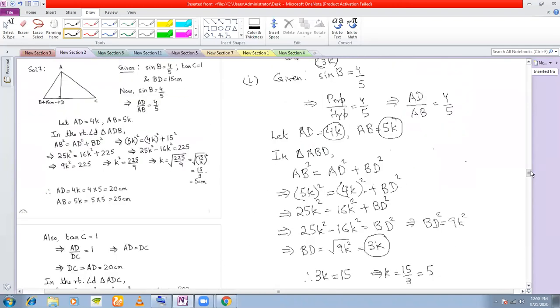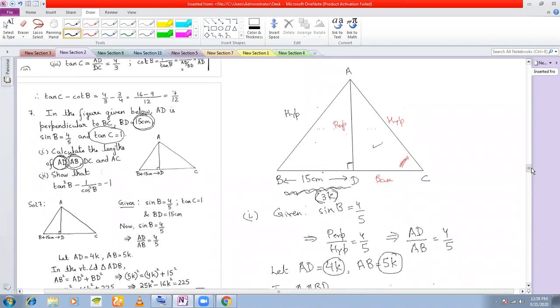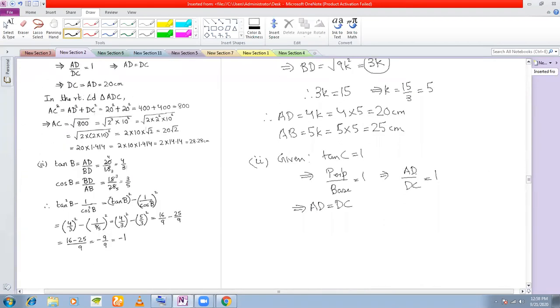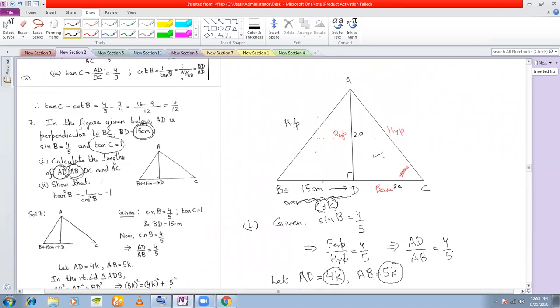And what is the length of AD and DC given here? The length of AD we have already calculated, 20. So that means AD and DC are both 20 centimeters. So this length is 20 and this length is also 20. So now you know the perpendicular and the base of this triangle. You can find out the length of the hypotenuse by Pythagoras theorem. So let us proceed to find out the length of AC.